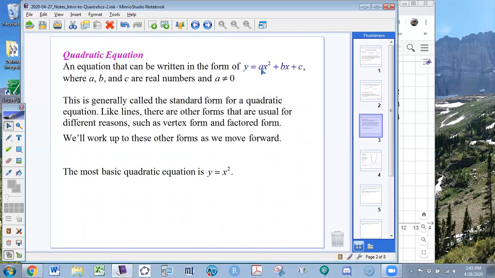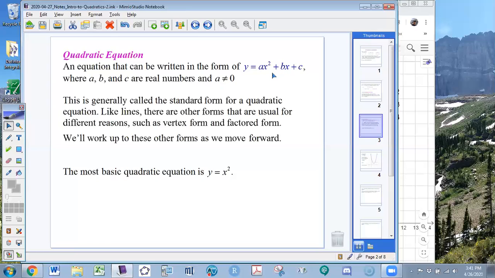So if a was 0, I'd get 0 times x squared, which is 0. So it would drop out the x squared term, and I would just be left with an x term and a constant. That would be a line. So it's not a quadratic equation if you don't actually have that x squared. And that means that the coefficient on x squared, a, can't be 0. Now this is typically called standard form for a quadratic equation.